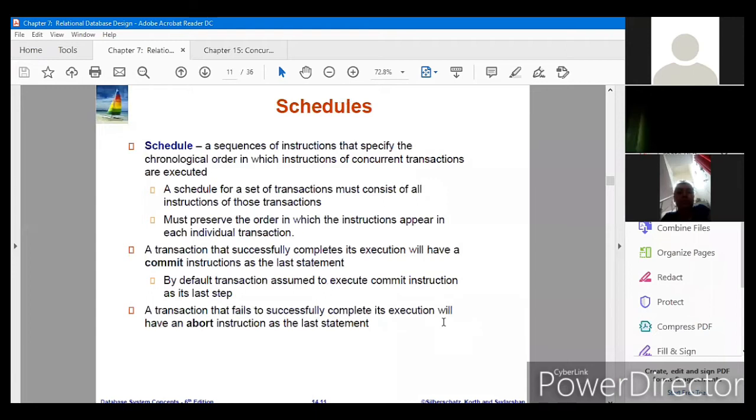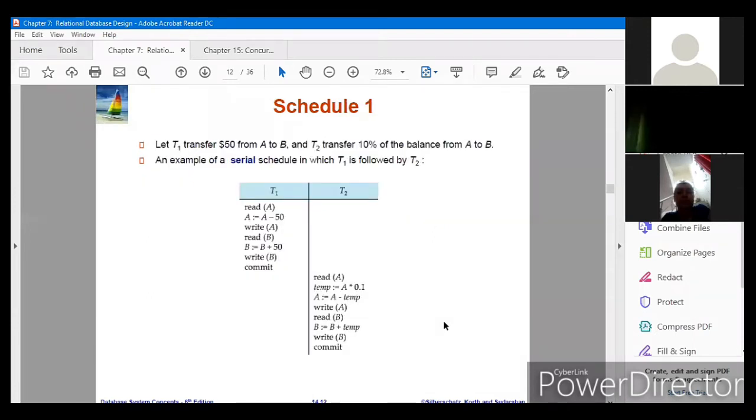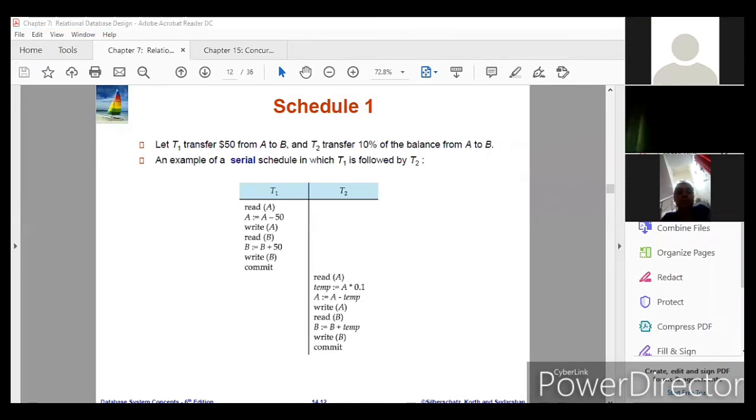Then what is a schedule? A schedule is a sequence of instructions that specify the chronological order in which the instructions of concurrent transactions are executed. Instructions 1 to 6 in our previous example were nothing but a schedule. So this is schedule 1, where we will go through our previous example.